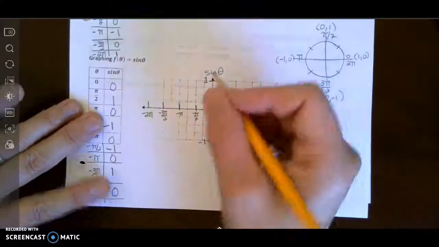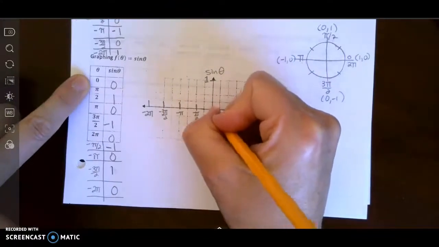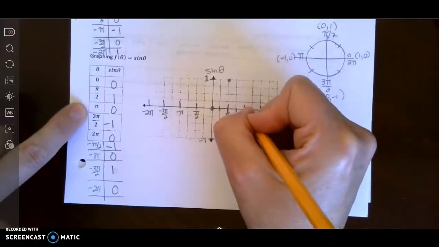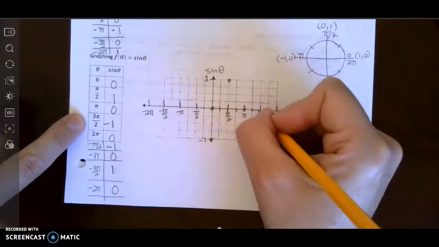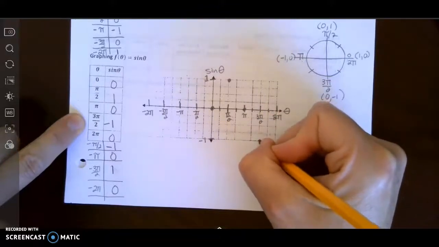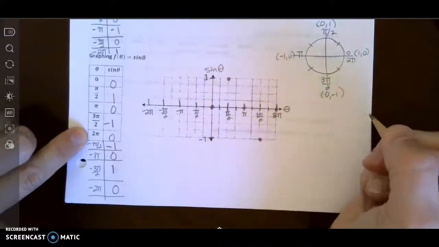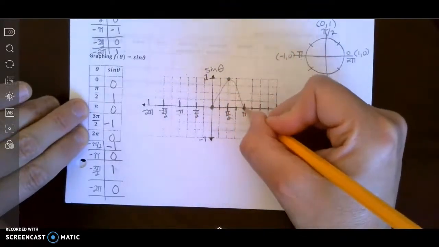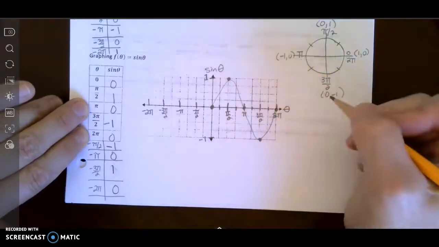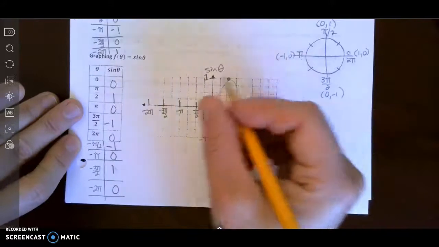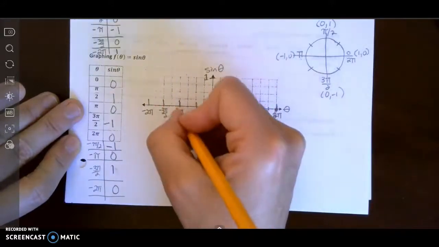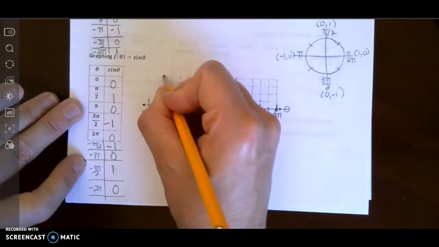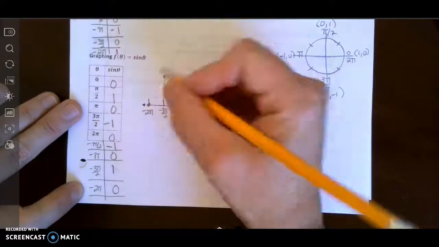Okay, let's go ahead and graph this. At 0, I'm at 0. At pi over 2, I'm at 1. At pi, I'm at 0. At 3 pi over 2, I'm at negative 1. And at 2 pi, I'm back at 0. So essentially, it's like that. And then at negative pi over 2, I'm at negative 1. At negative pi, I'm at 0. At negative 3 pi over 2, I'm at 1. And at negative 2 pi, I'm back at 0.